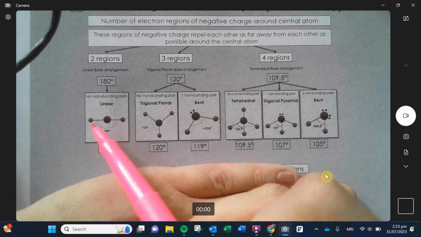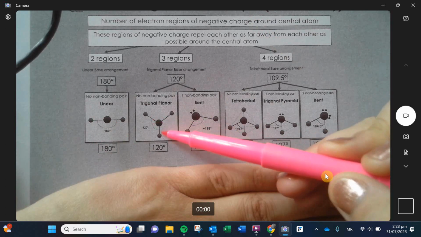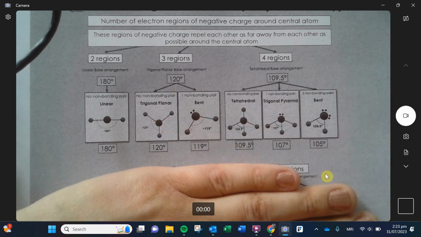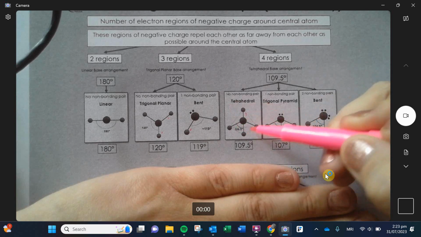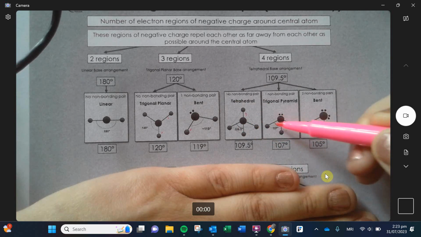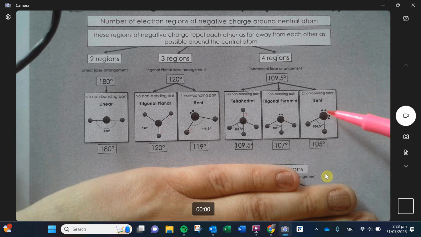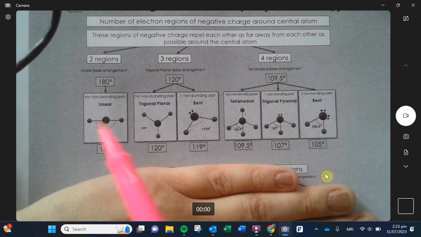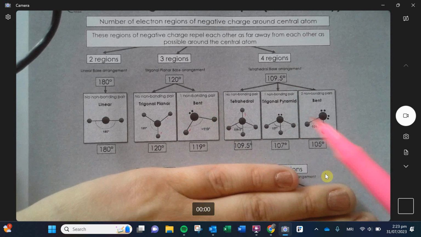So in this example, this has 1, 2. This one has 1, 2, 3. This one has 1, 2, 3 as well. This one has 1, 2, 3, 4. We then grouped them based on their regions, and by their regions, we then had a bond angle associated with it.